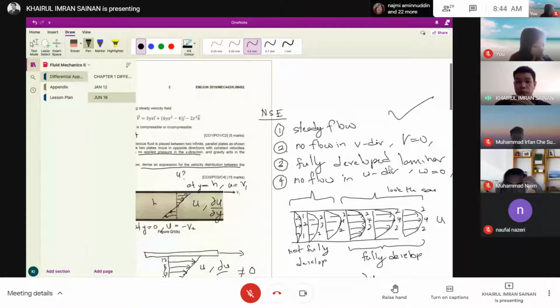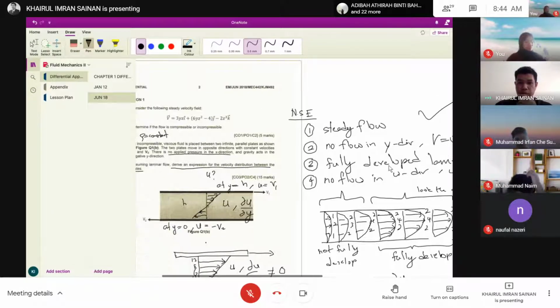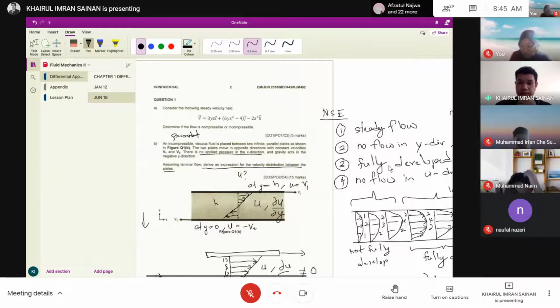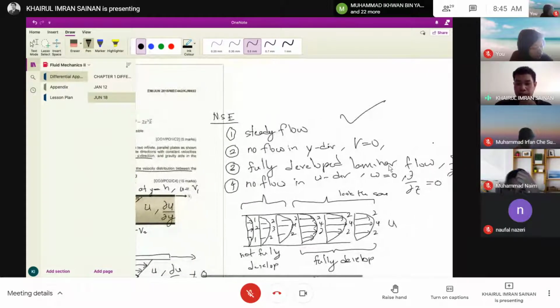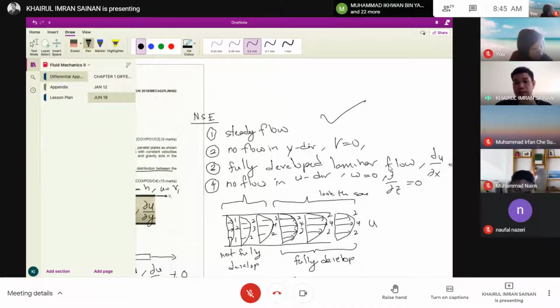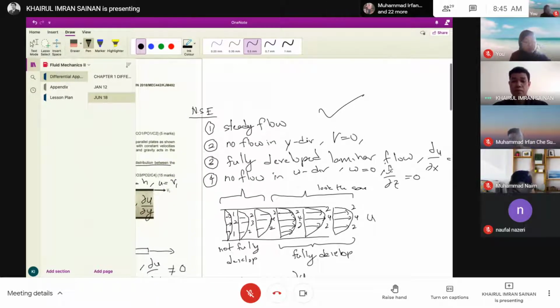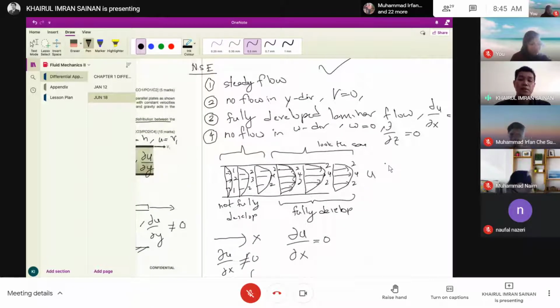Okay, assumption number two, there is no flow in the y direction, right? Your flow is only in the x direction. Therefore, v equals 0. Okay, that is assumption number two. Alright, assumption number three is fully developed laminar flow. Okay. So now I'm going to explain what is fully developed laminar flow.